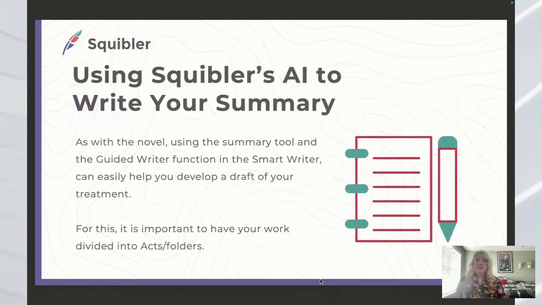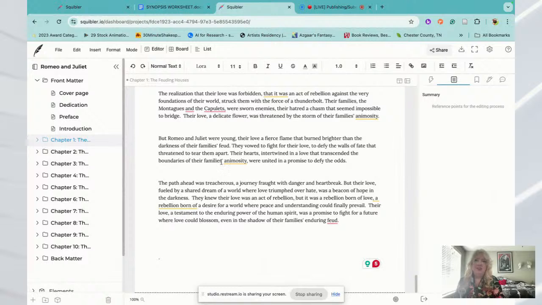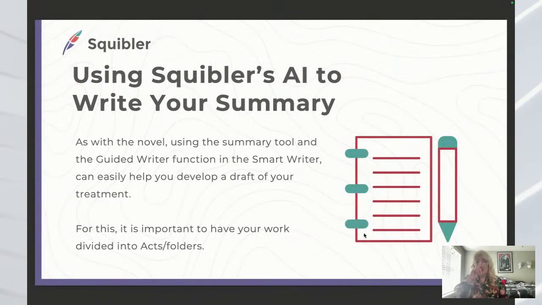So once again, you can use Squibler's AI to write your summary. You can use the guided writer in the Smart Writer to ask for a summary of your acts and then use that to develop a draft of your treatment. After that, again, as I showed you before, you can put it into the summary function here for each section. So that's really going to help you and save you a lot of time when you're working on your treatment. It is important to have your work divided into acts or folders for this because you can refer to it as Act 1, Act 2, Act 3, and Act 4 when you're requesting a summary from the guided writer.